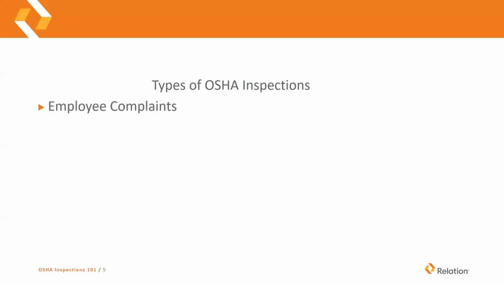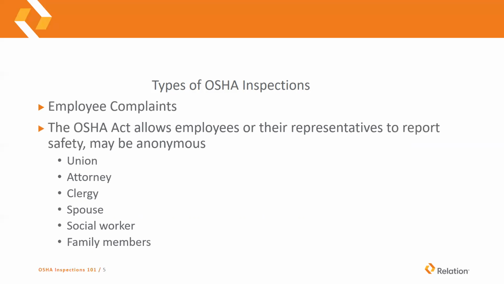Some more types of OSHA inspections: employee complaints. The OSHA Act allows employees or their representatives to report safety concerns, and they may be anonymous. So you have your unions, an attorney, clergy, spouse, social worker, and other family members. A lot of people can anonymously report a complaint or make a complaint to OSHA.